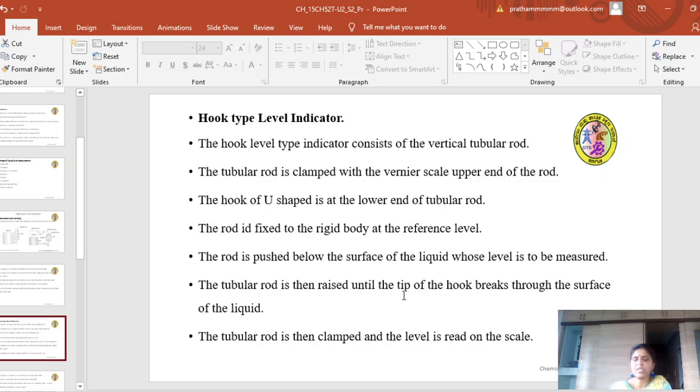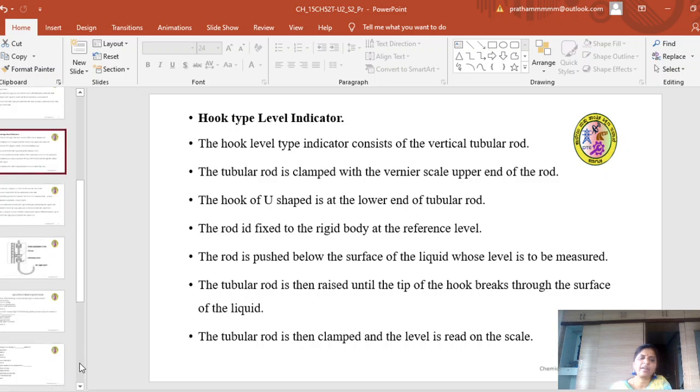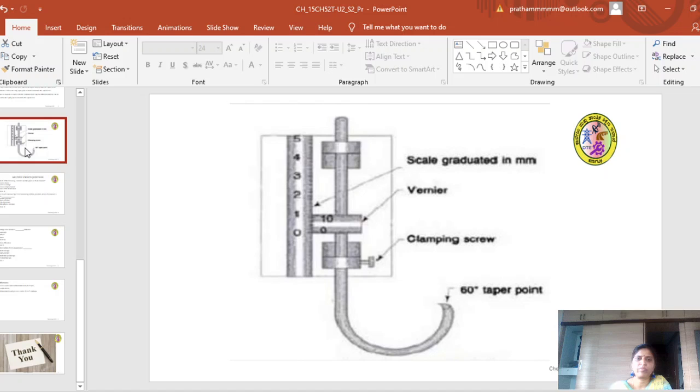After bringing it to the surface, you have to clamp the rod. The tubular rod which is connected to the hook has to be clamped. Then with the help of the scale you have to read the level reading. This is how the hook type level indicator is used to measure the level of the liquid in any particular tank.